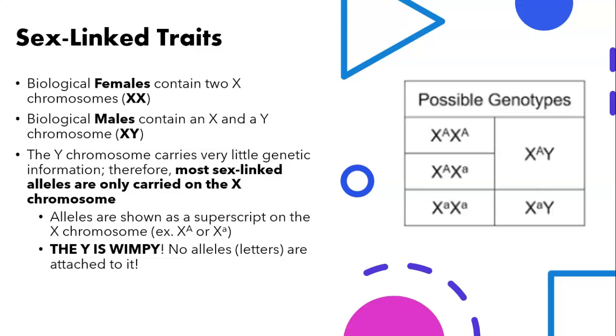a. The way that I like to think about this, guys, is that the Y is wimpy, all right? Therefore, no alleles or no letters can be attached to it. And so I gave you possible genotype scenarios and how you would write those alleles out, whether you were a biological female or a biological male in the example. Something to note is that females are the only carriers or heterozygous combinations. Males, you're either homozygous dominant or homozygous recessive, right? You don't get an in-between. You don't get a mix because of that Y. And so females are the only carriers or heterozygotes.